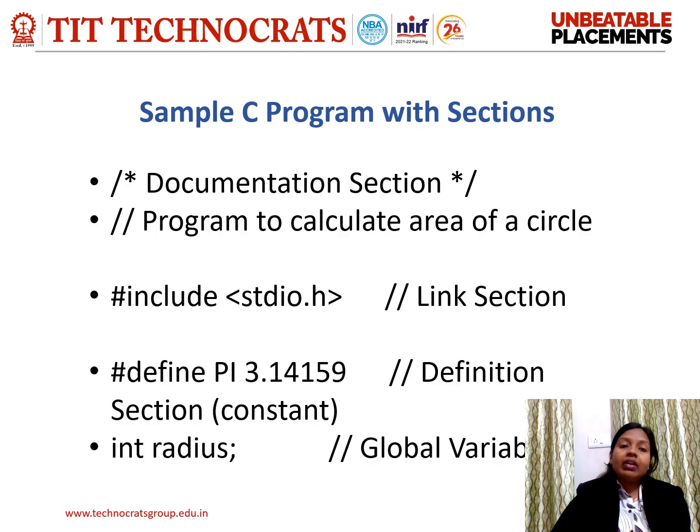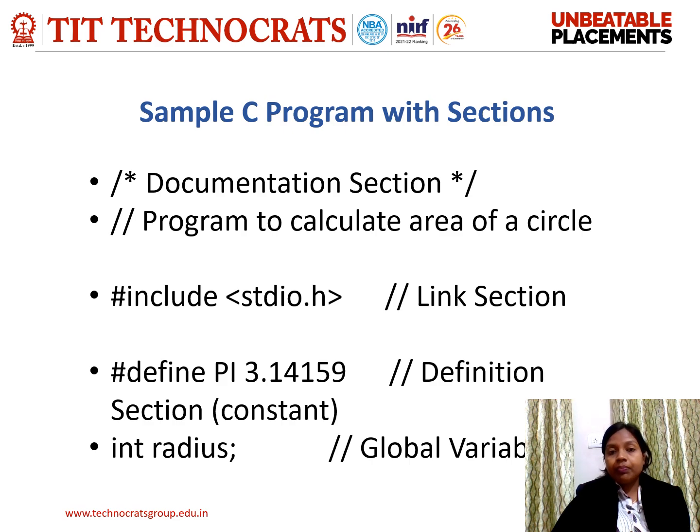Whenever I need the PI value, after the header file I have defined the PI value. So whenever I want to use that PI value, I will not write 3.14159, instead I will write PI. After compilation, the compiler will automatically take the PI value as 3.14159.